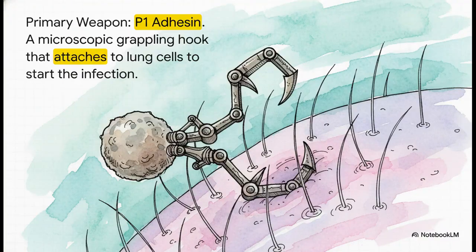Its #1 weapon is called P1 adhesin. The best way to think about it is like a tiny, microscopic grappling hook. Without this thing, it can't even attach to our lung cells. The whole infection is a non-starter. It really is the key that unlocks the front door.